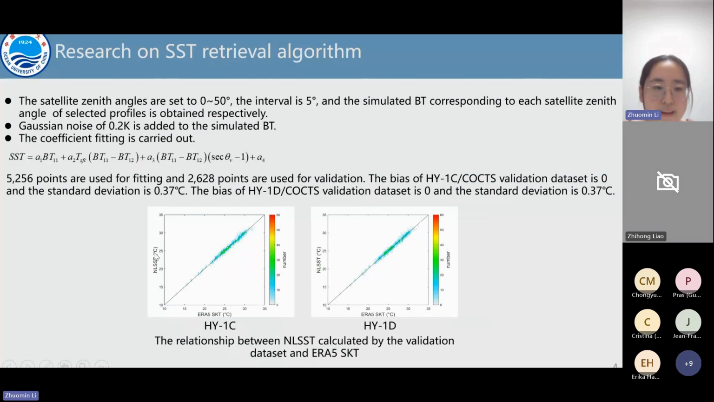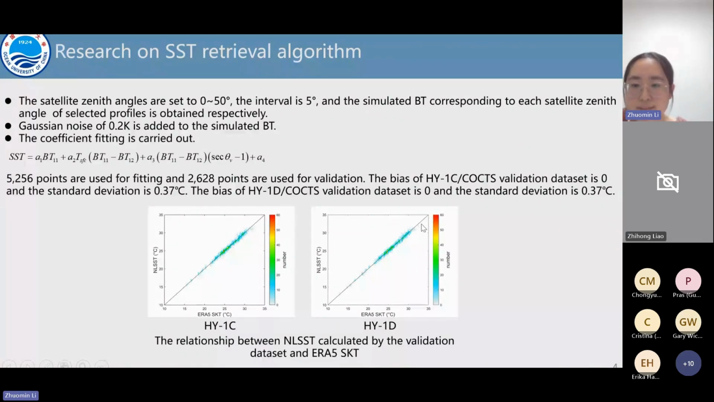And then the satellite zenith angles are set from 0 to 15 degrees. The interval is 5 degrees, and the simulated brightness temperature corresponding to each satellite zenith angle of selected profiles is obtained respectively. And Gaussian noise of 0.2 K is added to the simulated brightness temperature. The coefficient fitting is carried out using this formula. And more than 5,000 points are used for fitting and more than 2,000 points are used for validation.